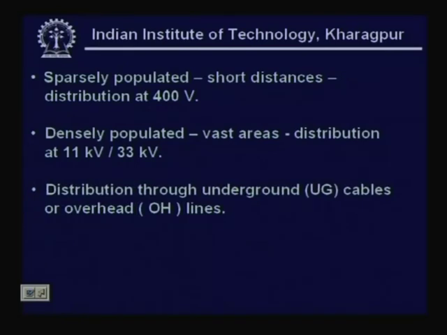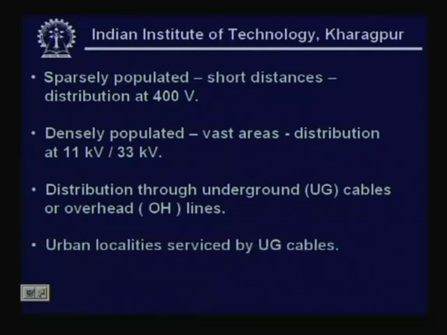Now when you are distributing, there are two alternatives that are available to us: one is through underground cables, or the other is overhead lines. Again, the option depends on the requirements. Where the population is dense and the number of buildings is large, it may not be possible to get space to erect overhead lines, and there one goes in for underground cables. On the other hand, where the space is available, you go for overhead lines.